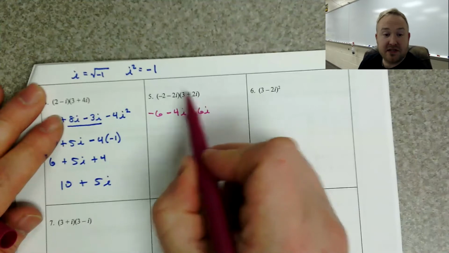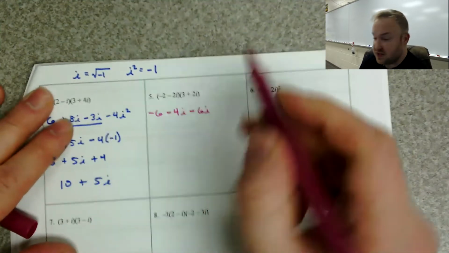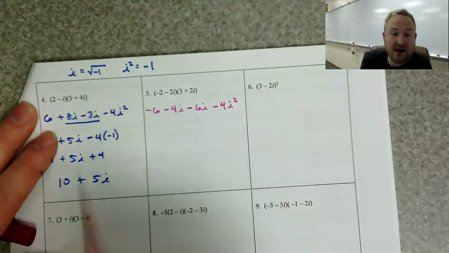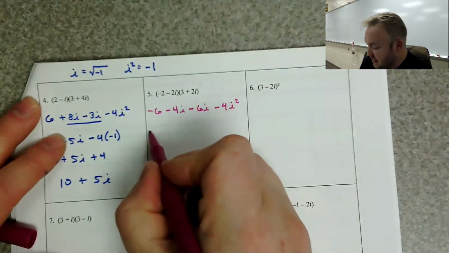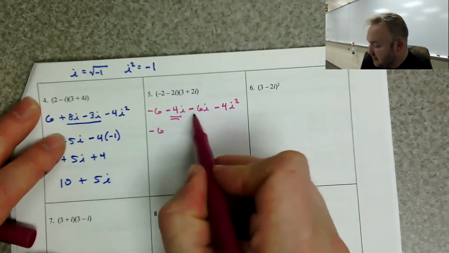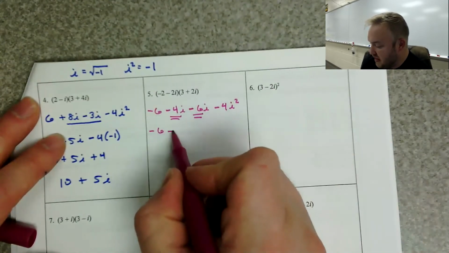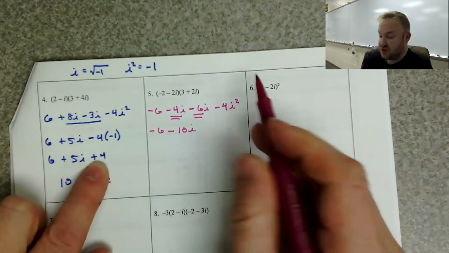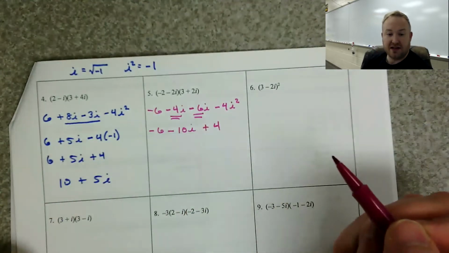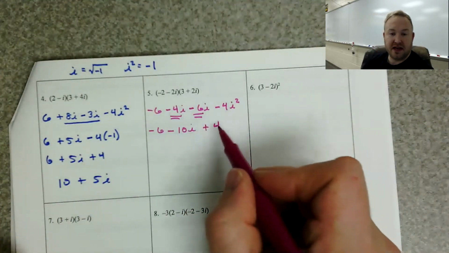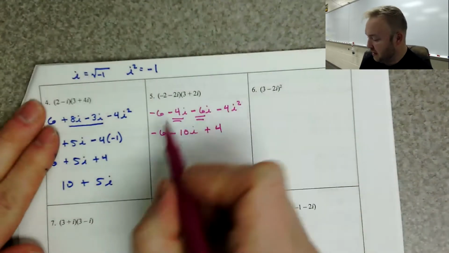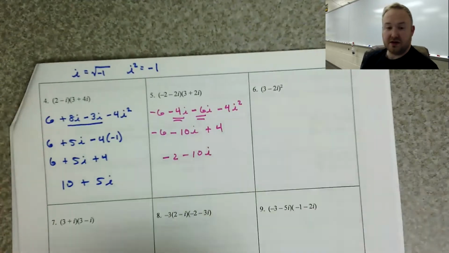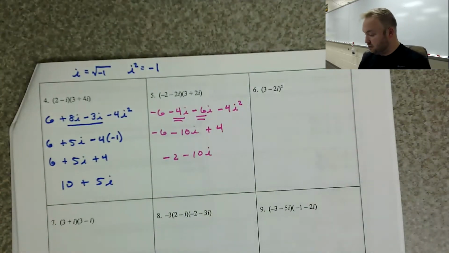And then last times last, -2i times +2i would be -4i squared. Well, we have that same kind of -4i squared there that we had last time. If I combine my like terms here, -4i minus 6i is -10i. And then just like last time, that -4i squared becomes +4, because it's -4 times -1. That i squared is -1. -6 plus 4 is -2. So I'm just combining my like terms, and there's my final answer.